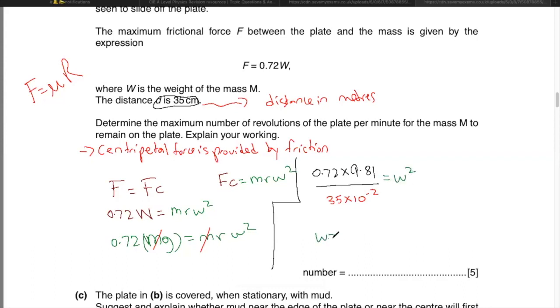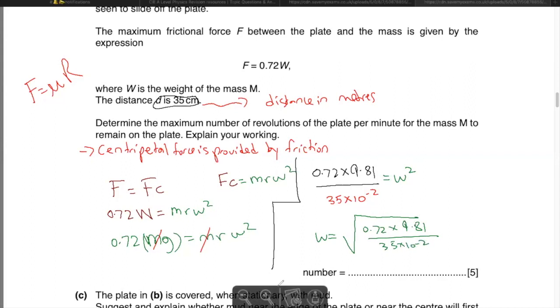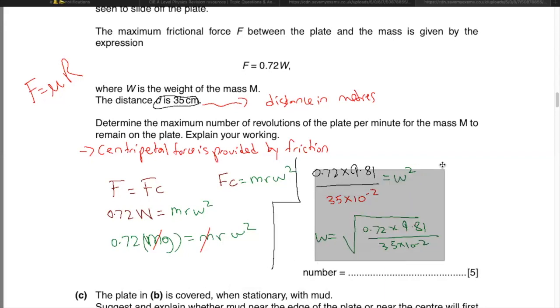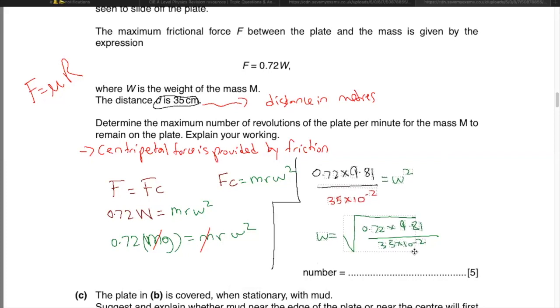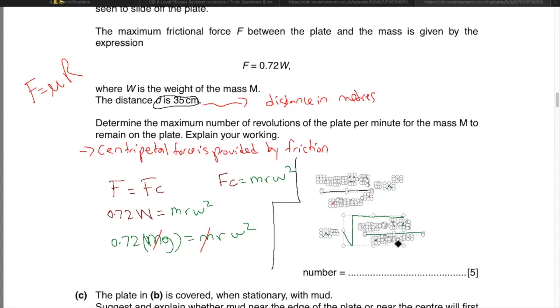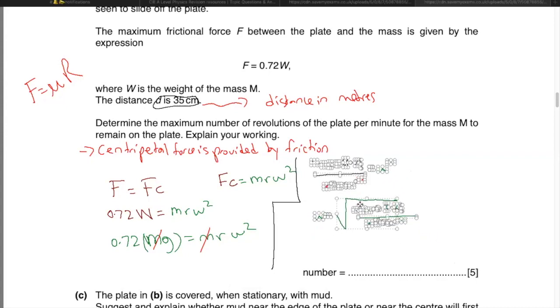So omega is going to be the square root of this thing. I don't have the calculator. Can anyone please calculate this and tell me the answer? What is omega? And please don't round off too much, because that might not be so cool. Okay, 4.49. So omega is 4.49.